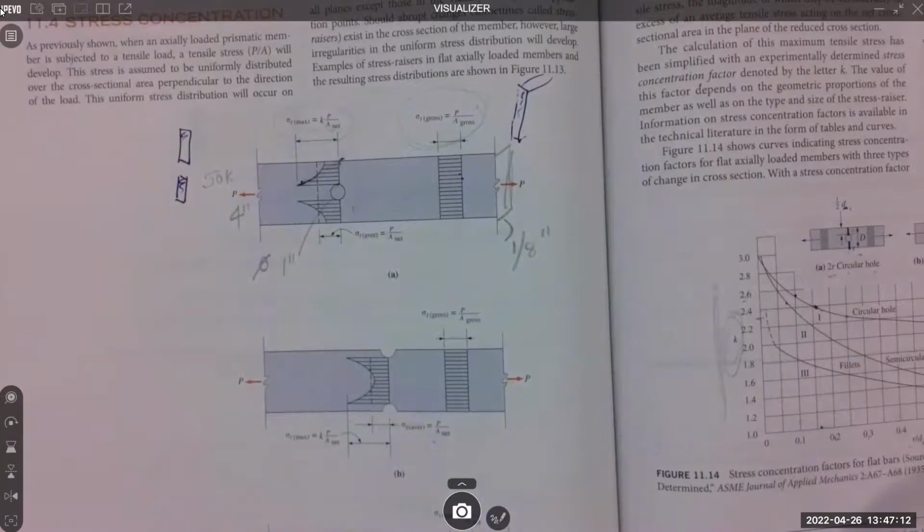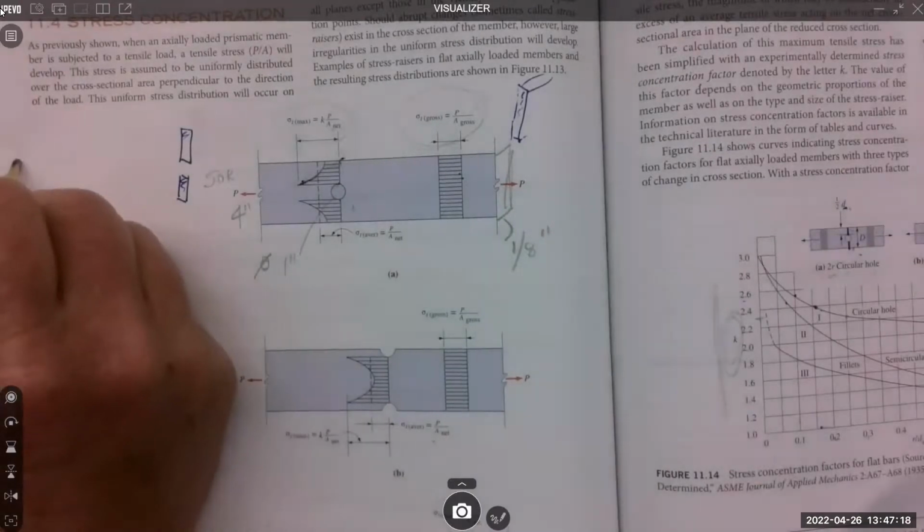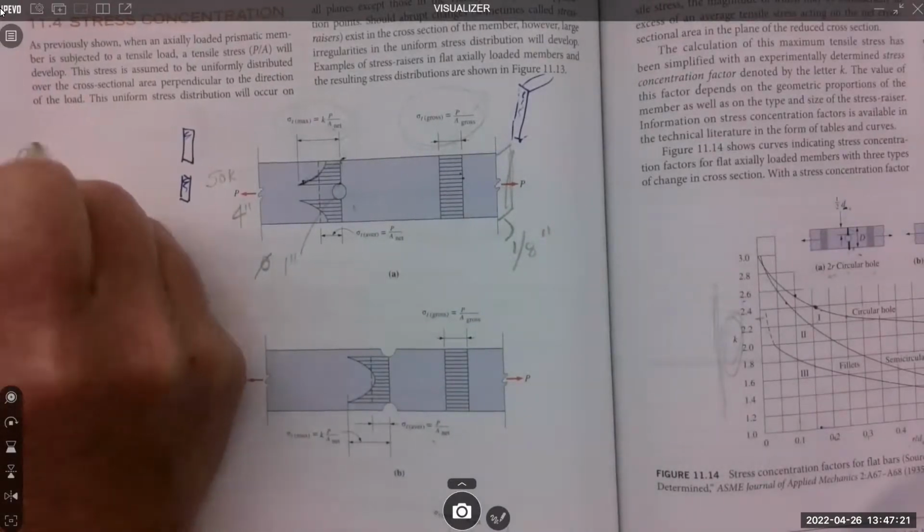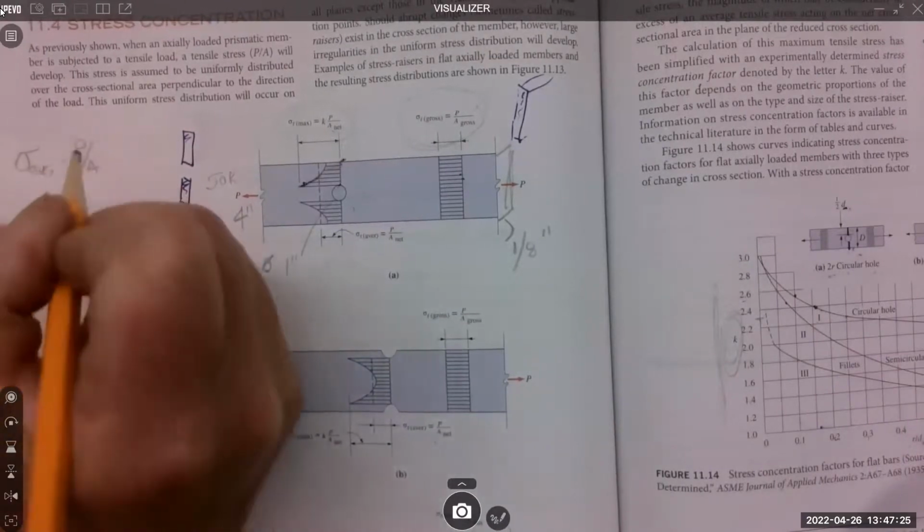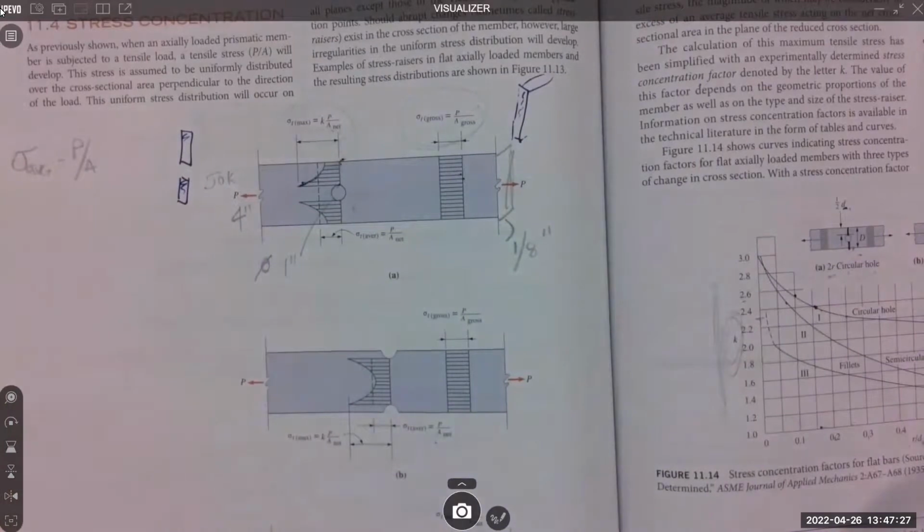We know average stress is P over A, right? My load's 50 kips. And what's my area?